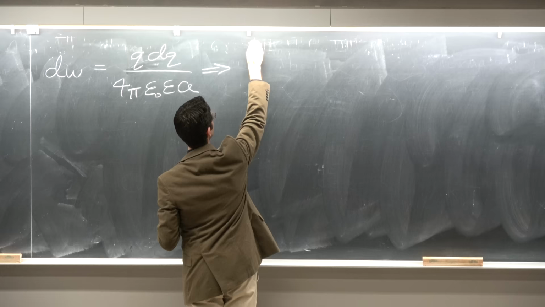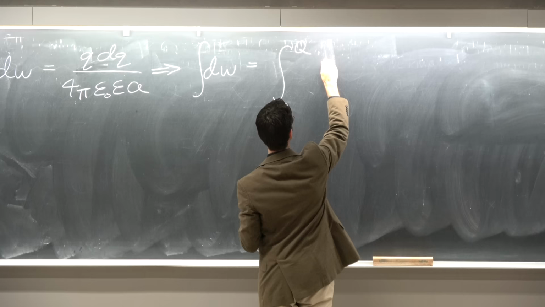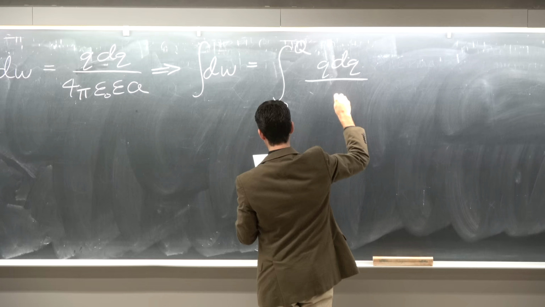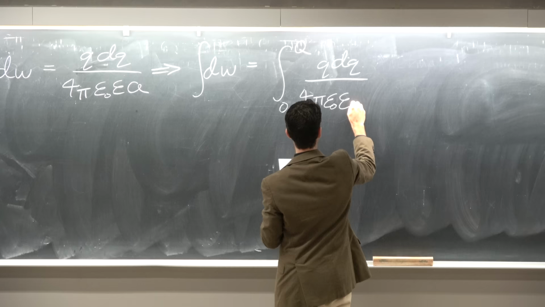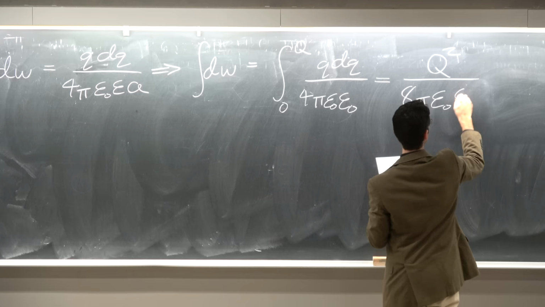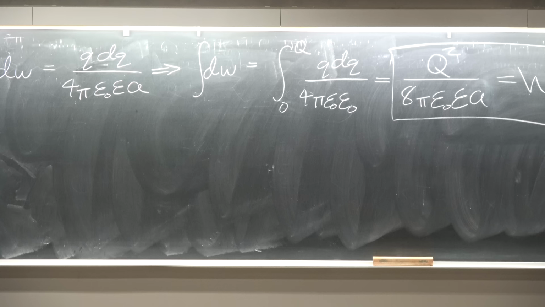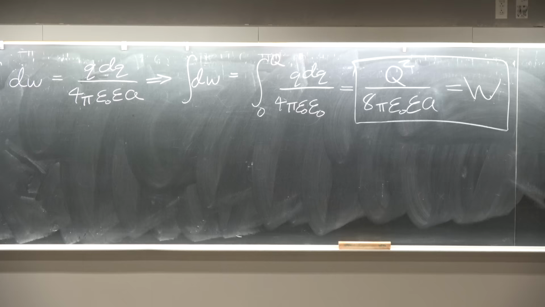So what we have is the integral of dW equals the integral from 0 to big Q, which is the final Q that we're going to end up with, of little q dQ over 4 pi epsilon naught epsilon times a, equals Q squared over 8 pi epsilon naught epsilon a, equals the work done to charge the sphere. So the work done to charge the sphere is the electrostatic potential energy.